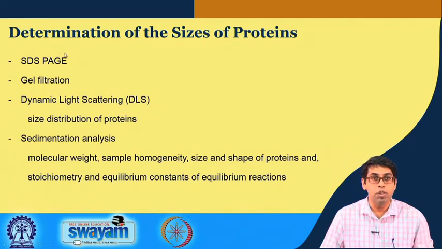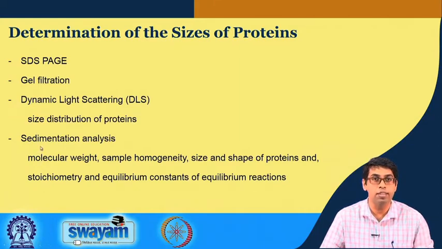We might also want to know the size of our protein. Size in the sense of whether our protein is only one molecule, a monomer, or whether we have a dimer or a mixture of oligomers. So, the size distribution of our proteins. Gel filtration can be used to determine that, but there are also other more sophisticated experiments. One of them is dynamic light scattering, which gives you the size distribution of your molecules in solution.